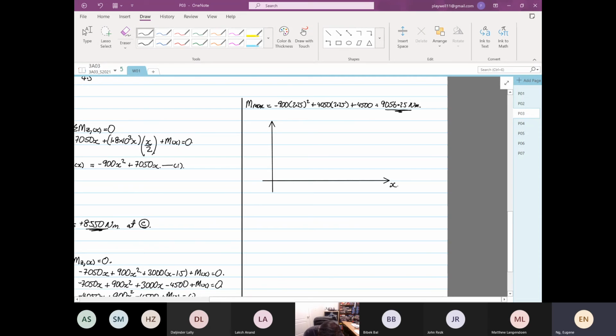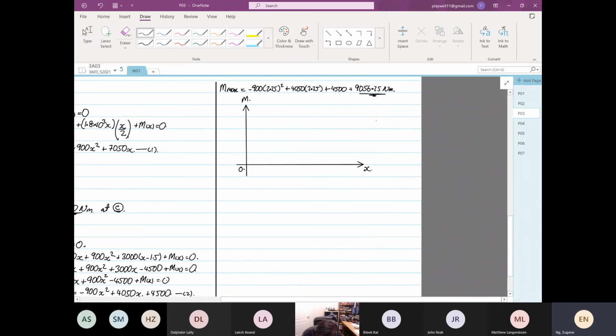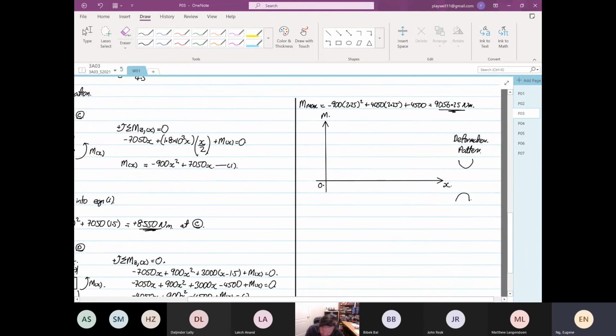Right, so this is 0. This is our moment. Why are we concentrating on positive bending? Because the magnitude we found is positive, and not just that. If you look at the deformation pattern, the deformation pattern is a smiling face. Positive is a smiling face. Negative will be a sad face deformation pattern.